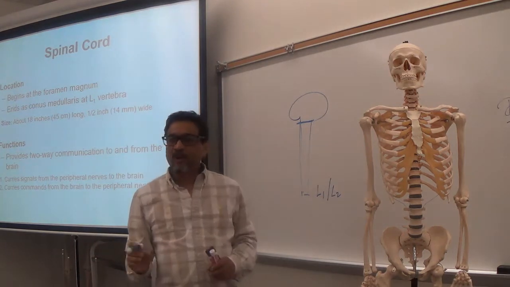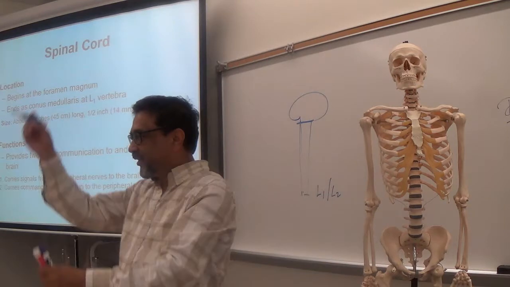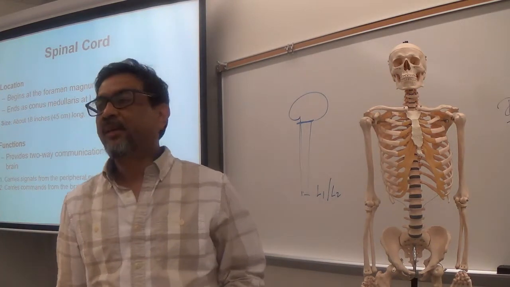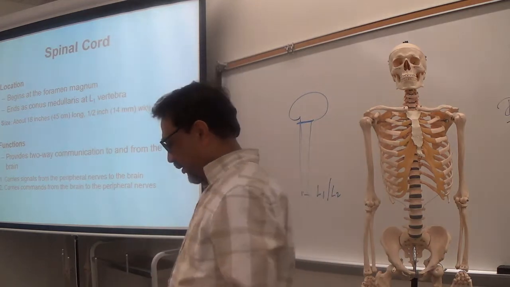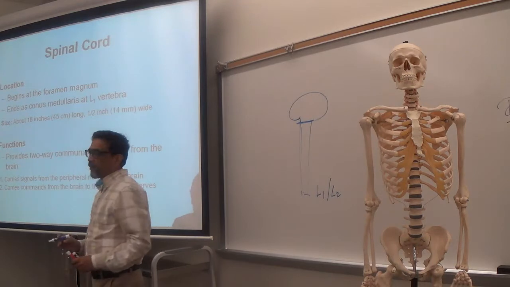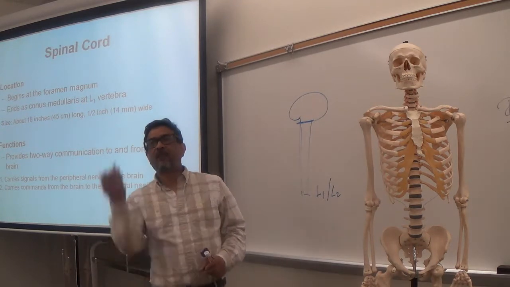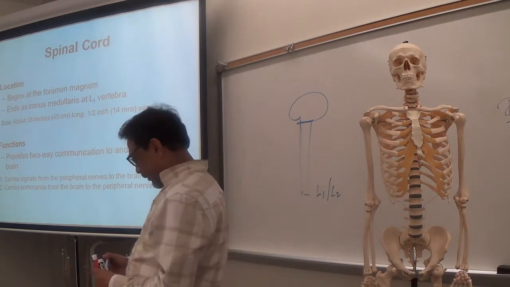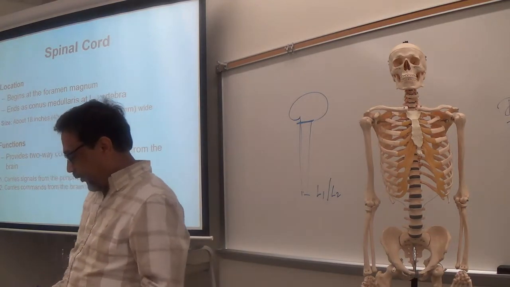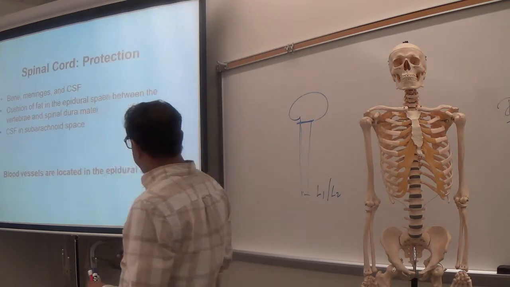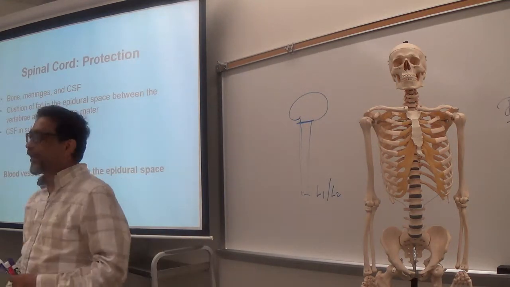Okay. As I have mentioned, inside the spinal cord, you have two types of tracts, right? Ascending and descending. That means sensory and motor. That's why the spinal cord provides two-way communication. That means upwards as well as downwards. Okay? So from the periphery, receptors to the brain, and from the brain to the effector organs. Protection.